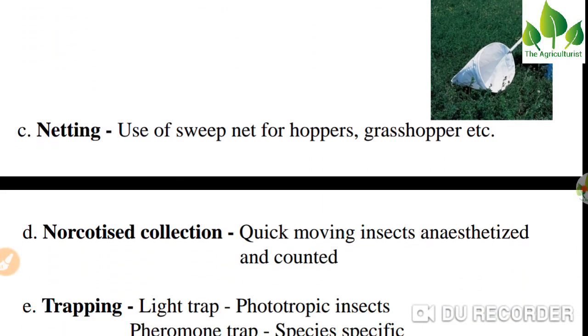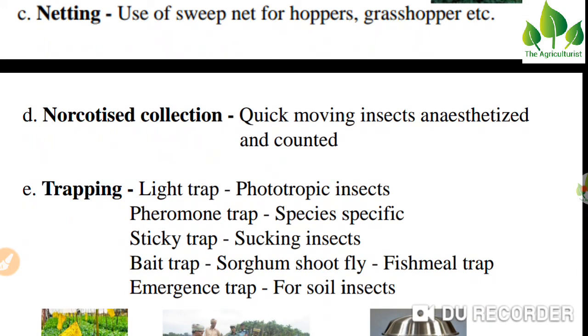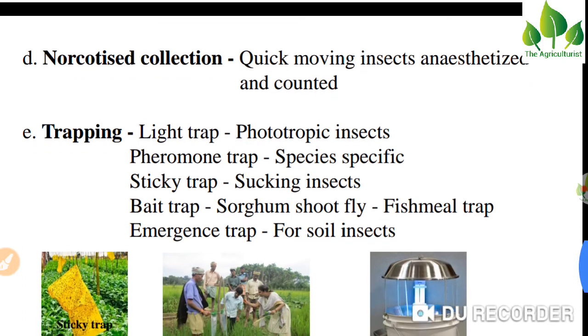Netting. So in this we use an insect net for the collection of hoppers and grasshoppers. Next one is narcotized collection, the quick removal of insects, which are anesthetized and counted. So in this method we use anesthesia for counting insects.